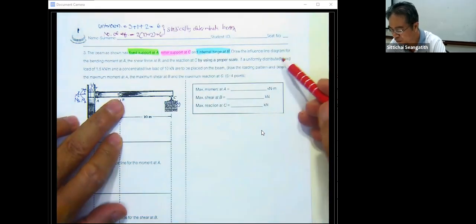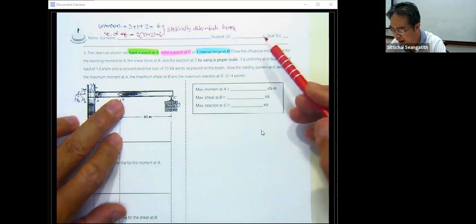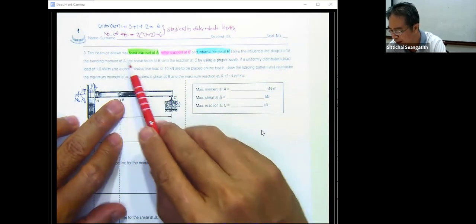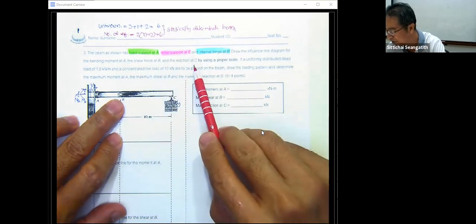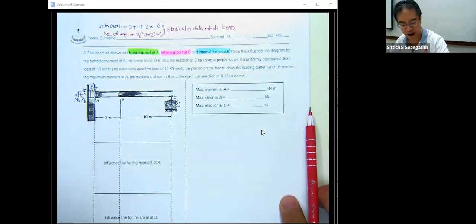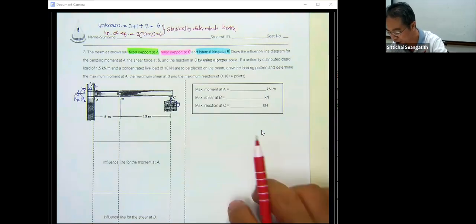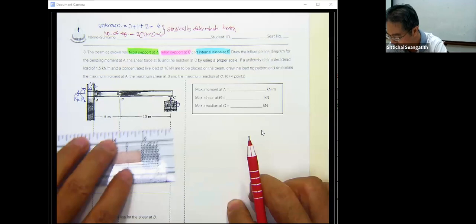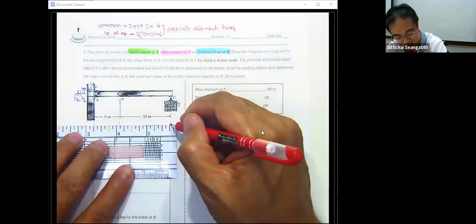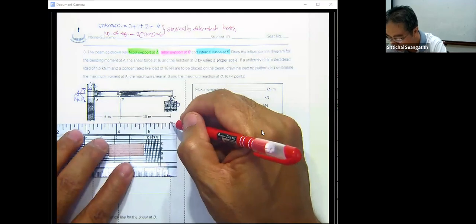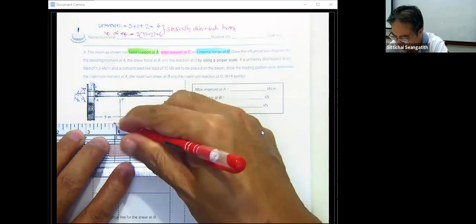And they said we are going to draw the influence lines of the moment M sub A, shear force at B, and reaction at C, by using Mueller-Breslau's principle. Let me work on this a little bit. Let me start by drawing the influence line diagram of A sub y first. Okay, just draw it.